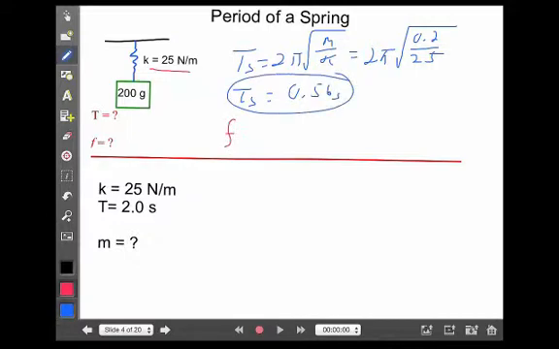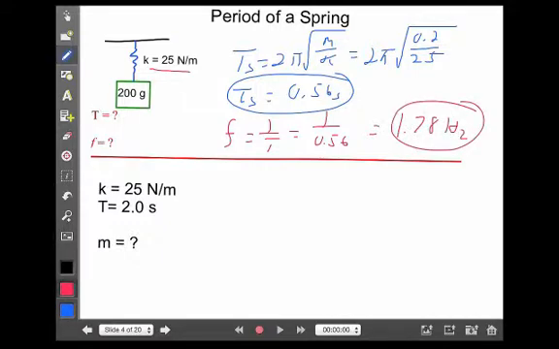And then to get the frequency, all I have to do is take the inverse of that period, or 1 over 0.56, which gives me a frequency of 1.78 hertz. So it'll go through 1.78 cycles in 1 second.